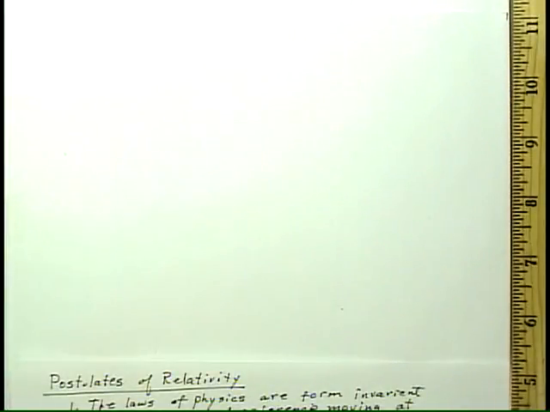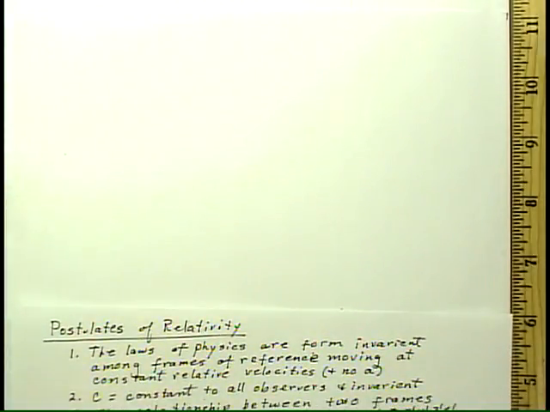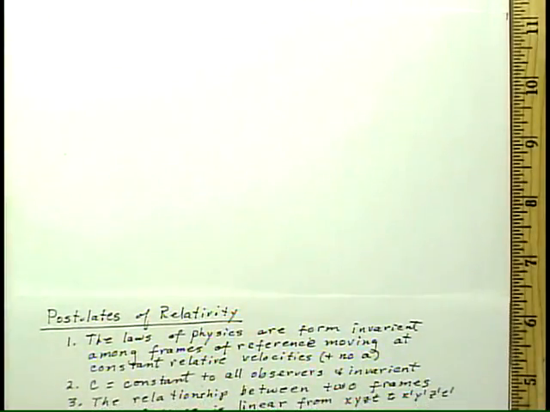We now look at our postulates of relativity. First of all, we postulate that the laws of physics are going to be form invariant among all the frames of reference moving at a constant relative velocity, that is, no acceleration. That means that the form which these foundational equations of physics take must look identical no matter which frame of reference we use to frame that law. That's our postulate number one. Our second postulate is that the velocity of light is going to be a constant to all observers and invariant.